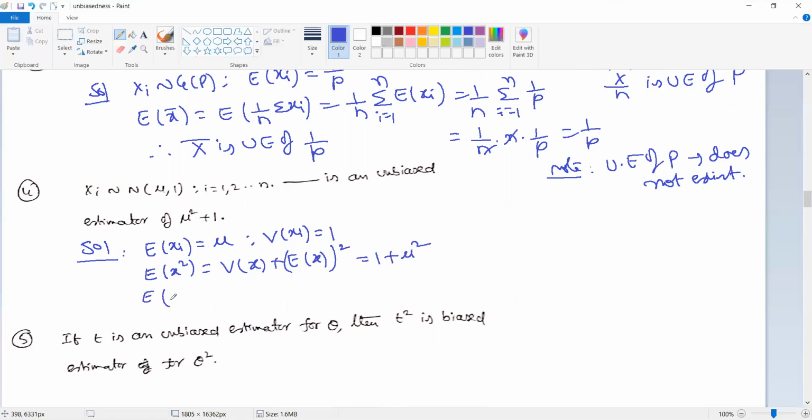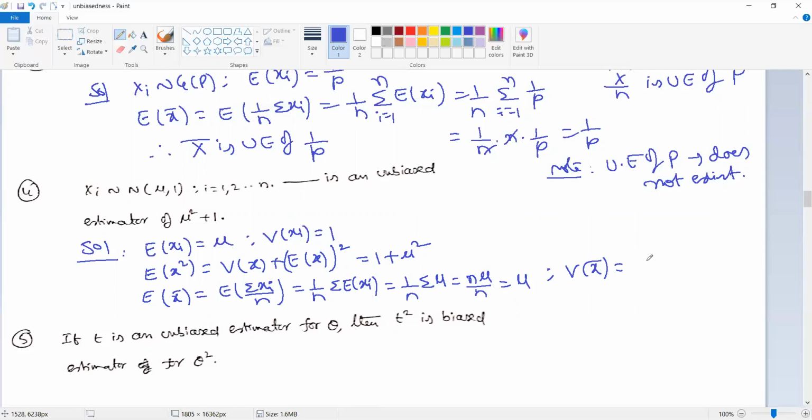Now E of X bar is equal to the expectation of summation Xi by n, which is 1 by n summation E of Xi, that is 1 by n summation mu, that is n mu by n, equal to mu. Now the variance of X bar. There is a shortcut formula: sigma square by n. Here sigma square is 1, so the variance of X bar is 1 by n.